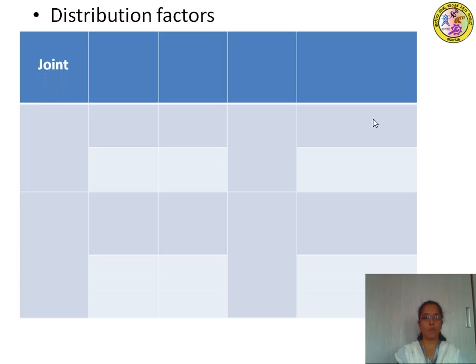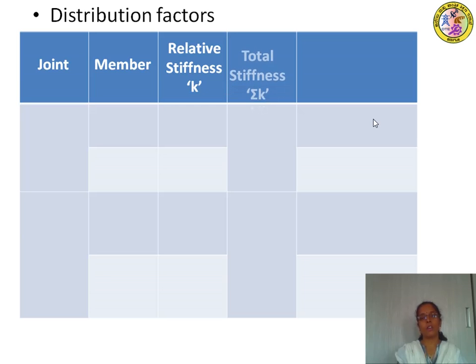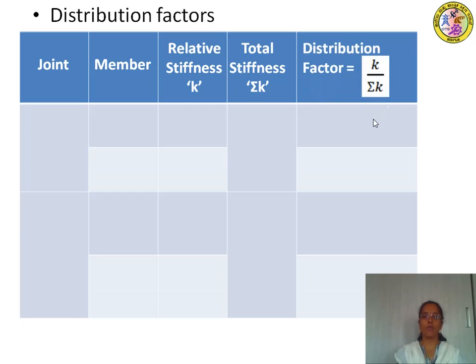So the first column is joint, the second column is the members, the third one is relative stiffness, total stiffness is mentioned in the fourth column, and the distribution factor, the ratio of relative stiffness to total stiffness, is calculated in the last column, that is the fifth column. Okay, so first let us consider the first joint, that is B.